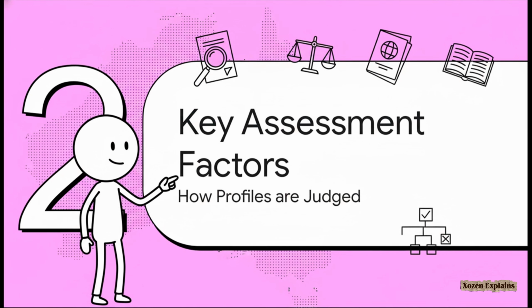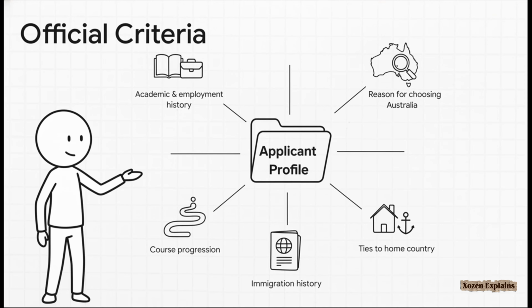Now we will move to our second section, Key Assessment Factors. This covers precisely how your profile is evaluated by immigration officers. According to the official criteria, case officers evaluate several key factors. They will examine your academic and employment history. They will look for a logical progression and relevance in your chosen course. Your reasons for choosing Australia, the specific institution, and the course itself will be scrutinized. They will also consider your personal circumstances, including your ties to your home country and, of course, your past immigration history.